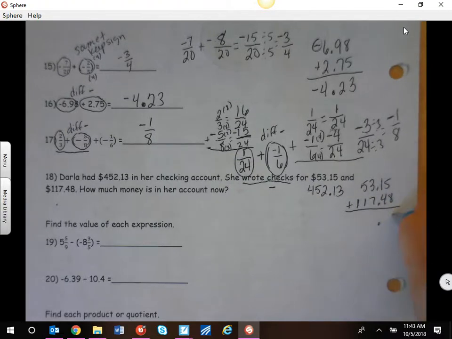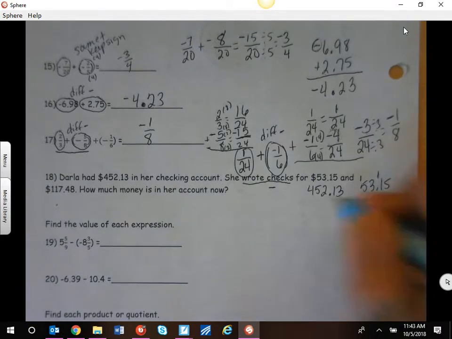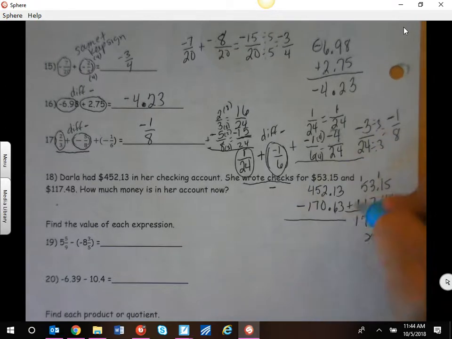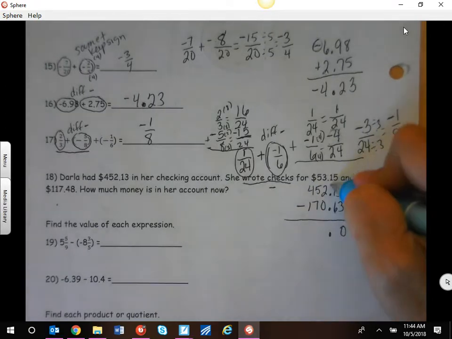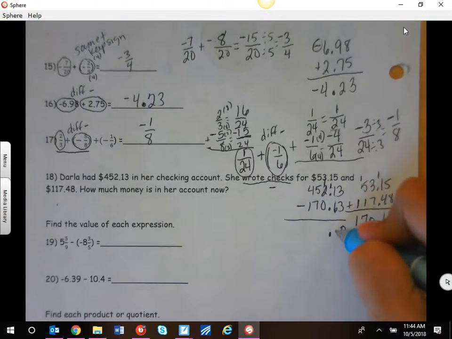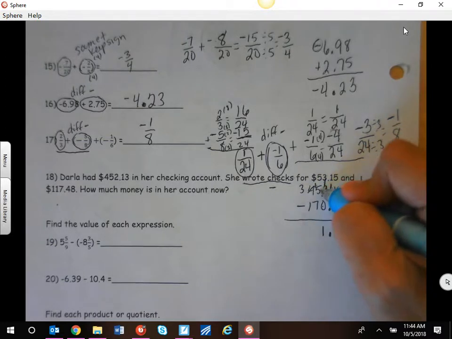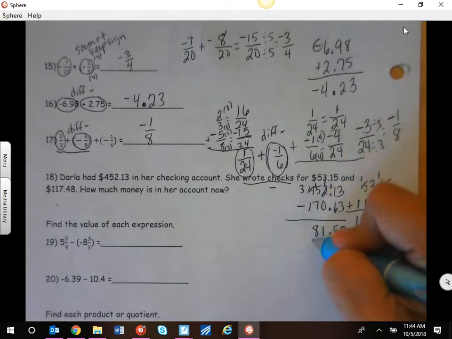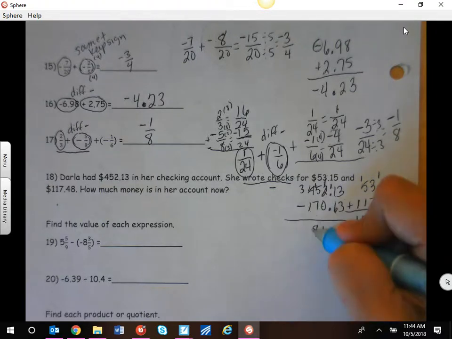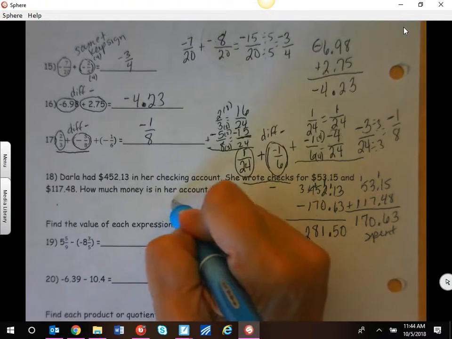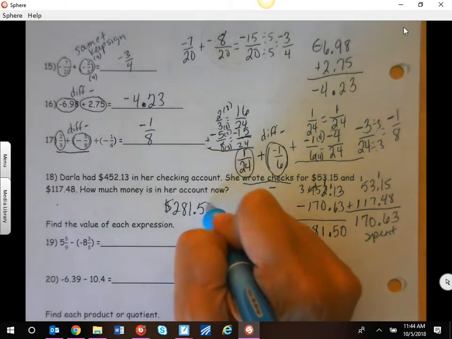Line up your decimals. 13, 6, 10, 7, 1. This is what she spent, so we're going to take that away from what she had. Be careful when you borrow. Line up your decimals. You got to borrow here. This becomes a 1. 11 minus 6 is 5. 1 minus 0 is 1. We're going to have to borrow here. 15 minus 7 is 8. And 3 minus 1 is 2. So how much does she have? She has $281.50.